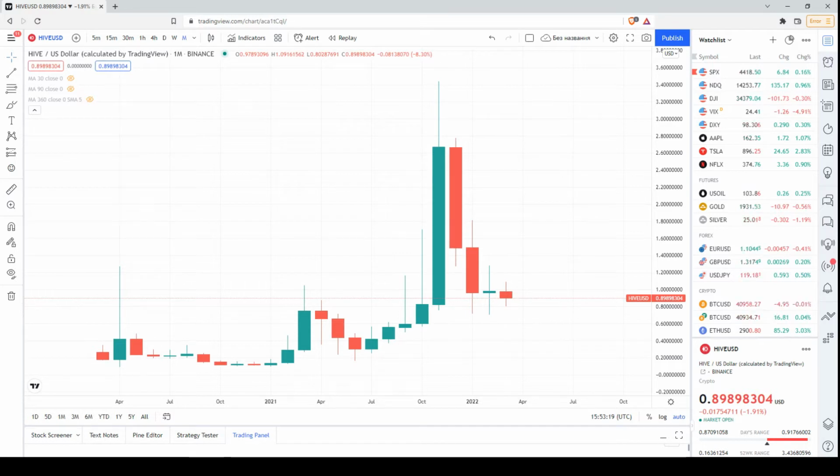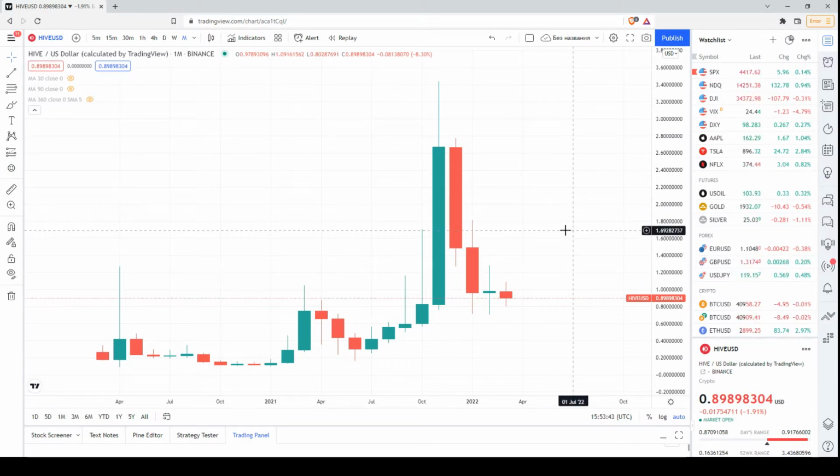We haven't recently analyzed the price chart of HIVE, probably for over a month or even much longer. That's why today let's have a look at the price chart of HIVE in the different time frames, starting from the monthly time frame, and the price is 89 cents and 89.83. So this is the monthly chart.